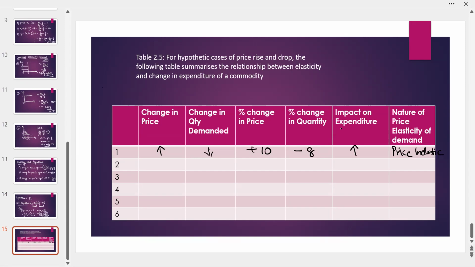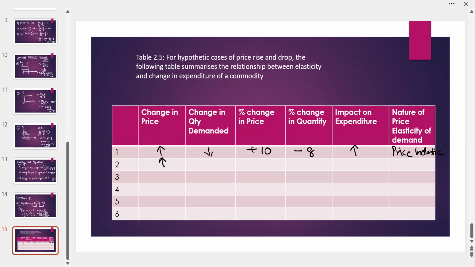So it is price inelastic. Because with the change in the price, the consumer is not reducing much of its consumption of that good. That means the good is kind of a necessary good, right?